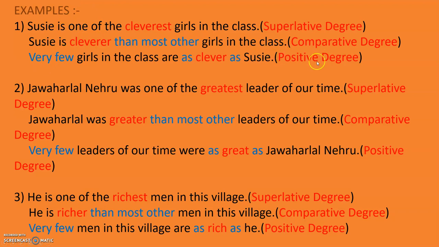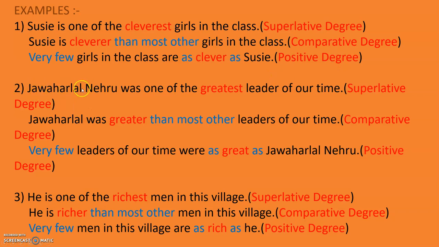Then in positive degree, how will I write? Very few girls. These words are very important. What I put in the blueprint, children, this is very important. These words you have to write when you write it in these following degrees. So positive it will be: very few girls in the class are as clever as Susie. You can see "as" on both sides, positive degree. Okay. And clever means you come to know it is positive degree. Then let's move on to another example similar to this.